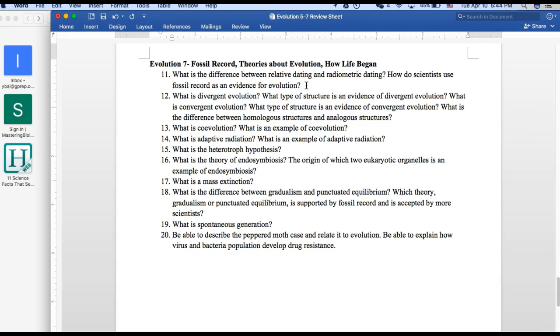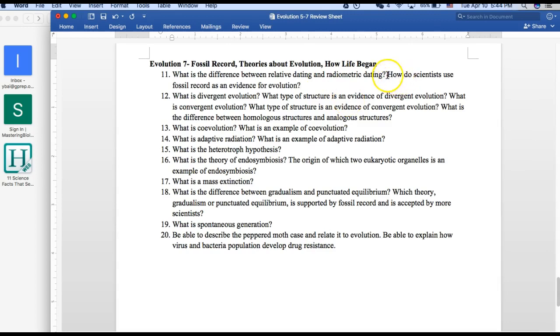Relative dating is when you use fossils to tell the relative age of a fossil. You can tell which fossil is older than the other fossil, but you can't tell how old exactly that fossil is.